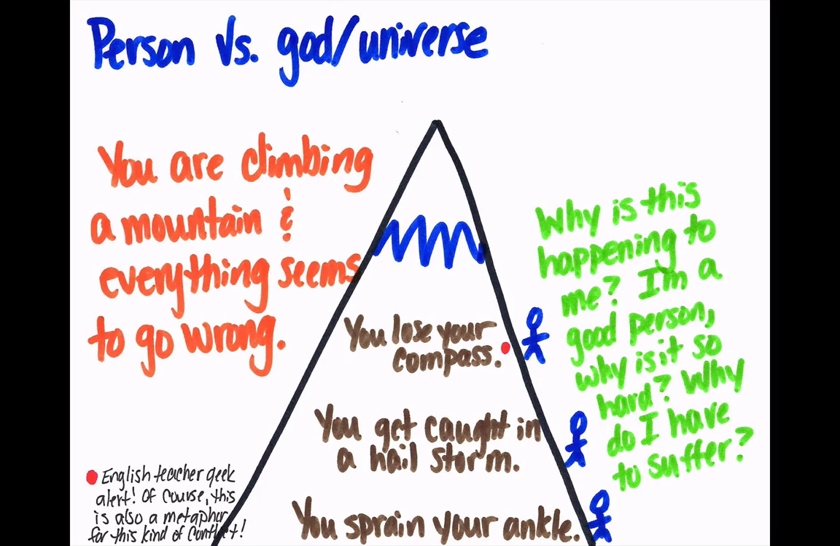Which brings us to the last kind of conflict, which is person versus God or the universe. This oftentimes requires us to ask the biggest questions, oftentimes the most philosophical questions. And it often happens when we experience a series of things going wrong. So in this case, you're climbing a mountain, everything seems to be going wrong, right? You sprain your ankle, you get caught in a hailstorm, you lose your compass. And when that happens, we ask these really big questions like, why is this happening to me? I'm a good person, so why does this whole life thing have to be so hard? Or the biggest one maybe is, why do I have to suffer?